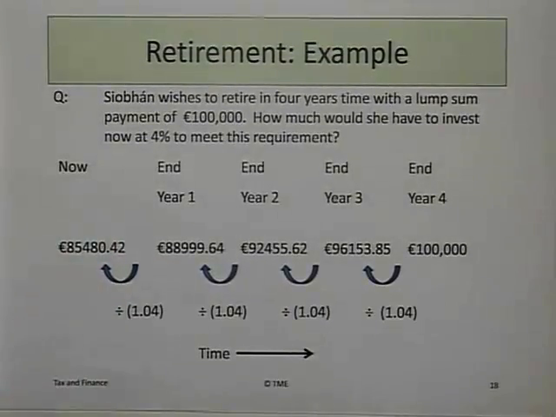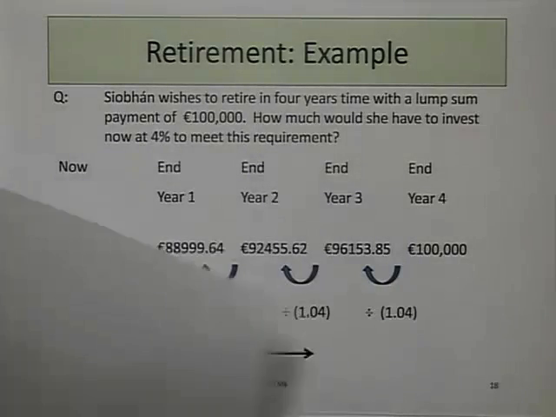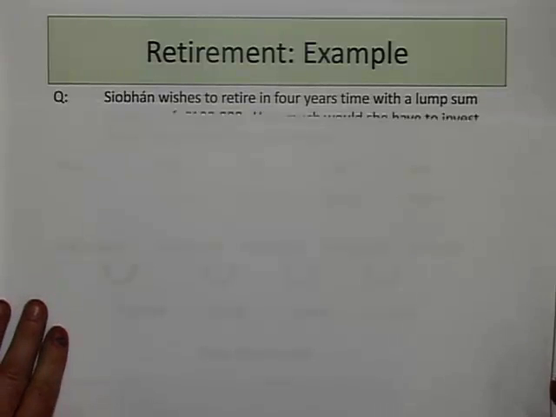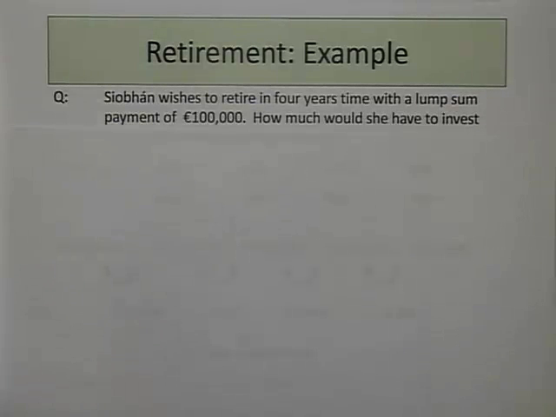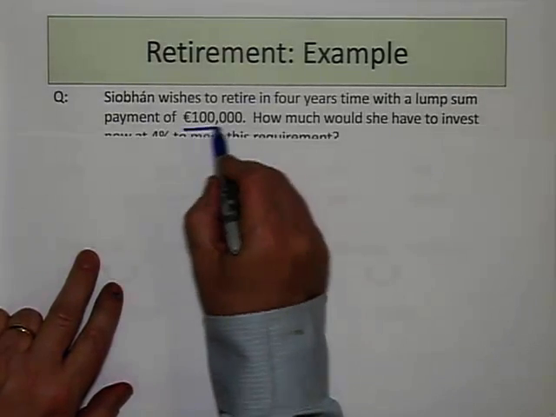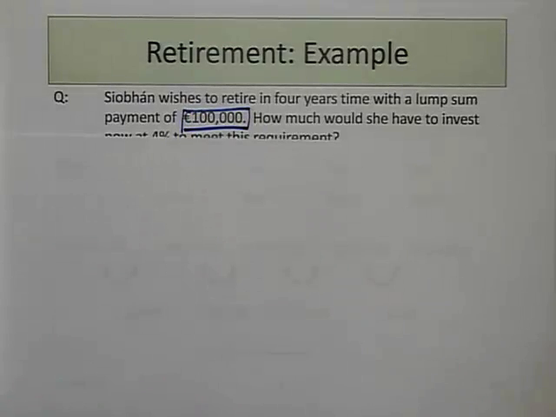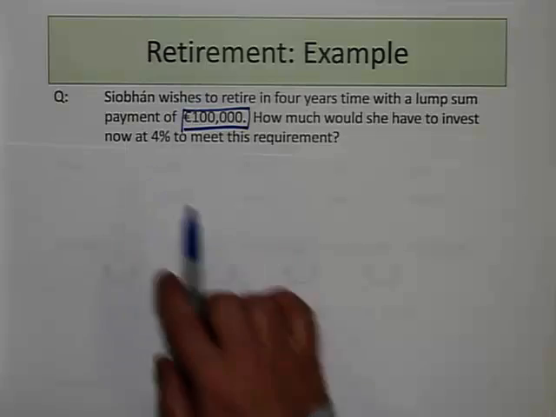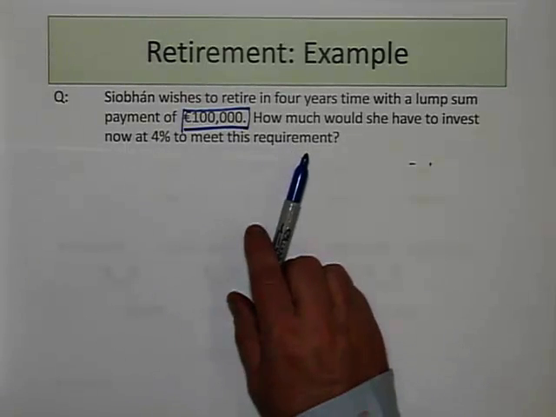Now, let's look at Siobhan. Siobhan's situation is that she would like to retire in 4 years' time with a lump sum payment of 100,000. Now, she wants 100,000, not now. We don't know how much she's putting in, but we know that in 4 years' time, that's what she'll want. How much does she have to invest now at 4% to meet this requirement?